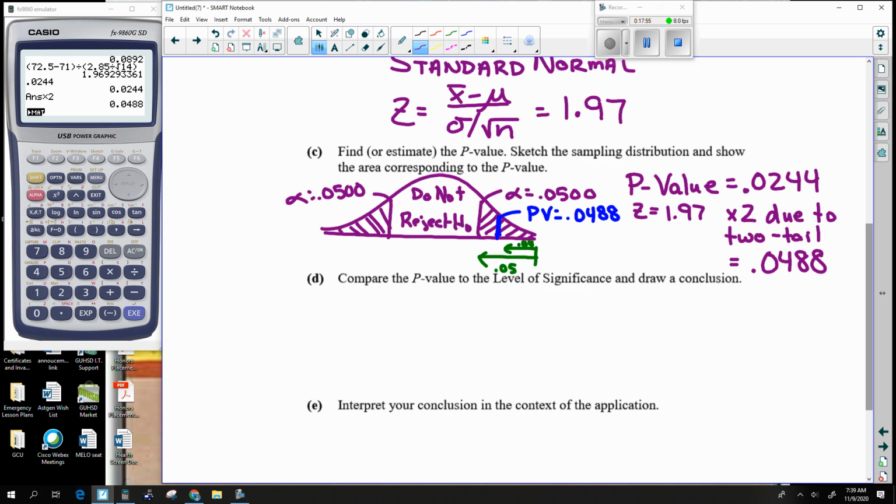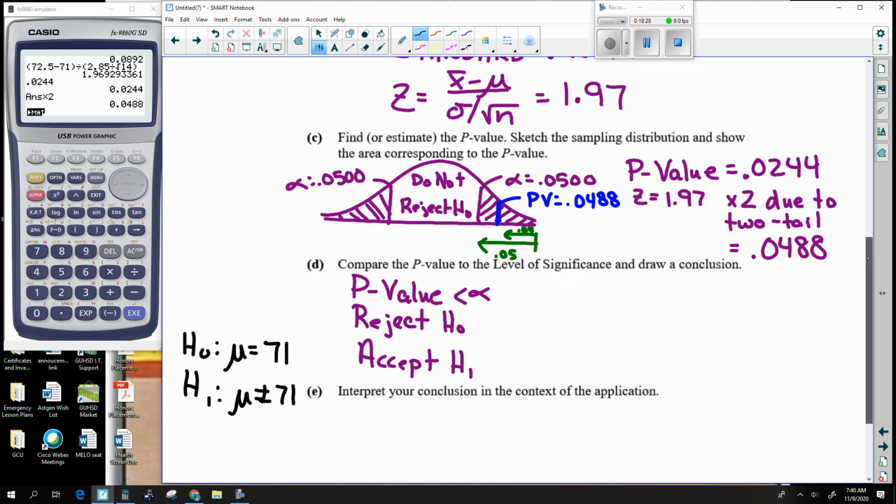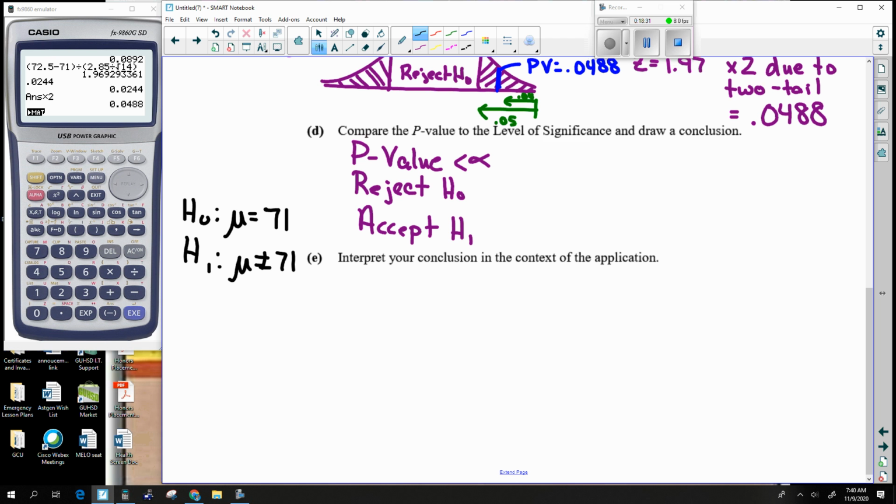So what am I seeing as a result? I'm seeing my p-value is less than my alpha, thus reject H naught, accept H1. Real quickly, the null hypothesis was that the average is equal to 71, and the alternate is that the average is not equal to 71. So when I have the result reject H naught, accept H1, that is exactly what we say. All we do is interpret symbols.